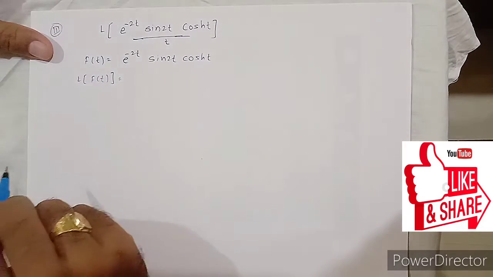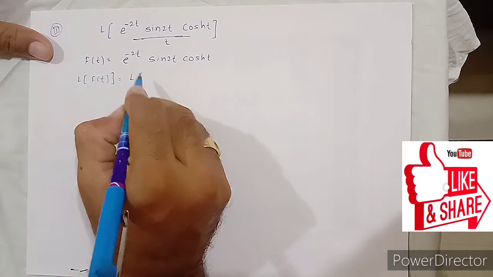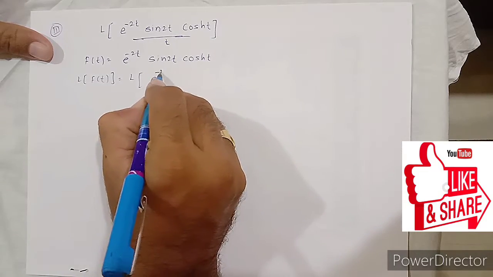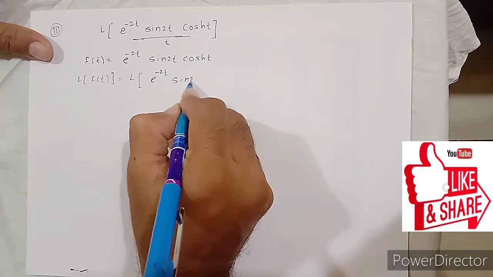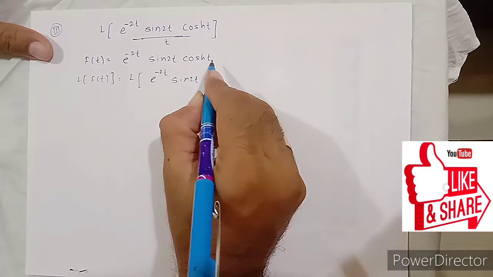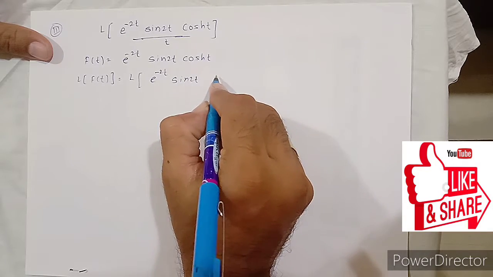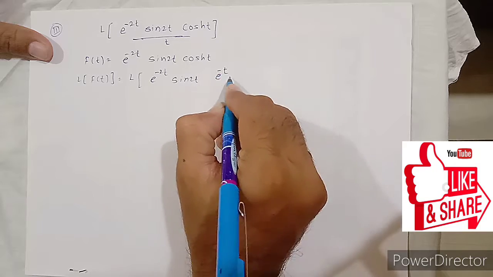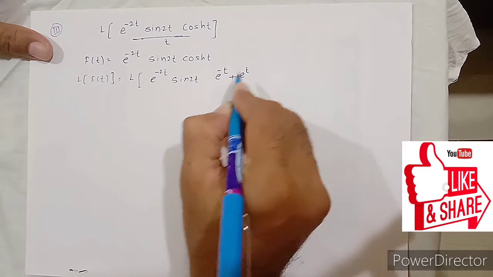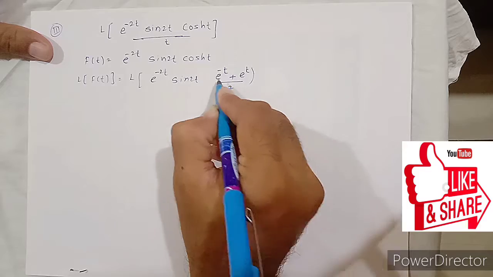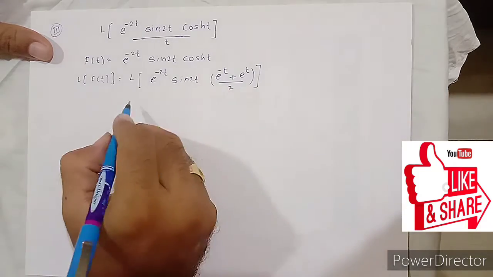What is the Laplace transform of f of t? So we don't have Laplace transform of such term, so we are putting replacement, that is cos hyperbolic t. What is the replacement of cos hyperbolic t? It is e raised to minus t plus e raised to t divided by 2, right? This is the replacement of cos hyperbolic t, right?